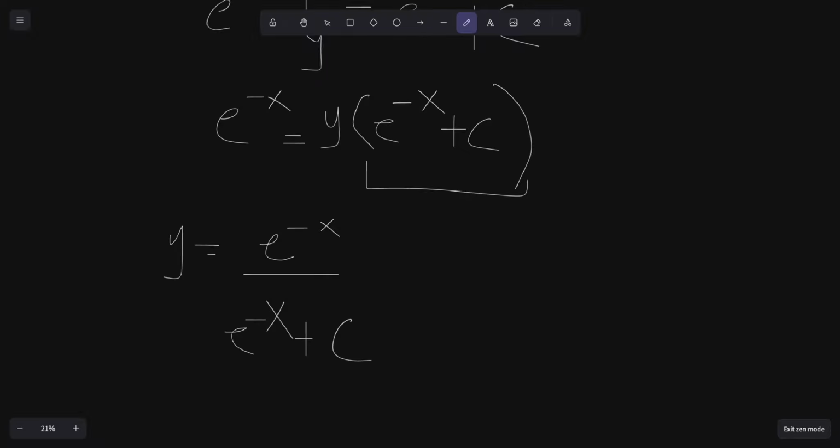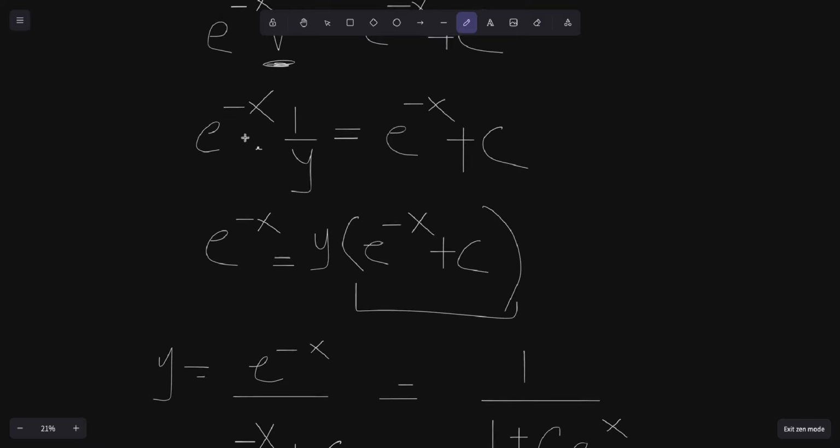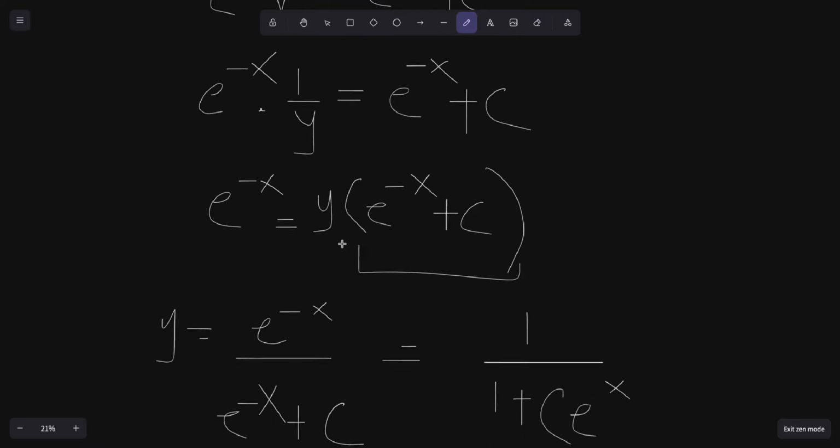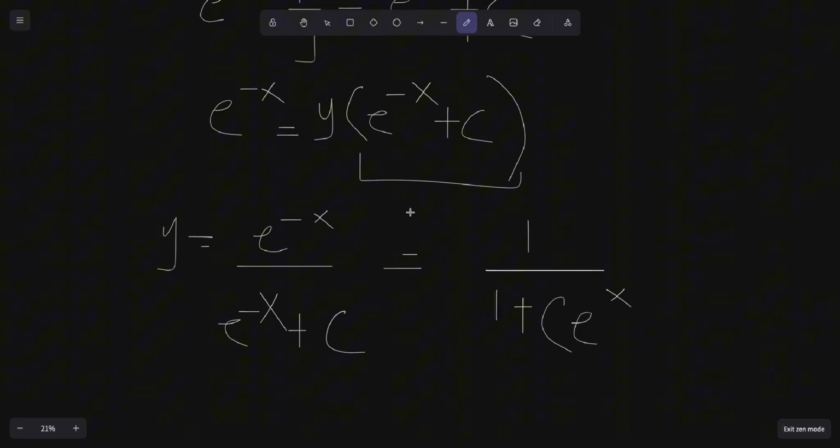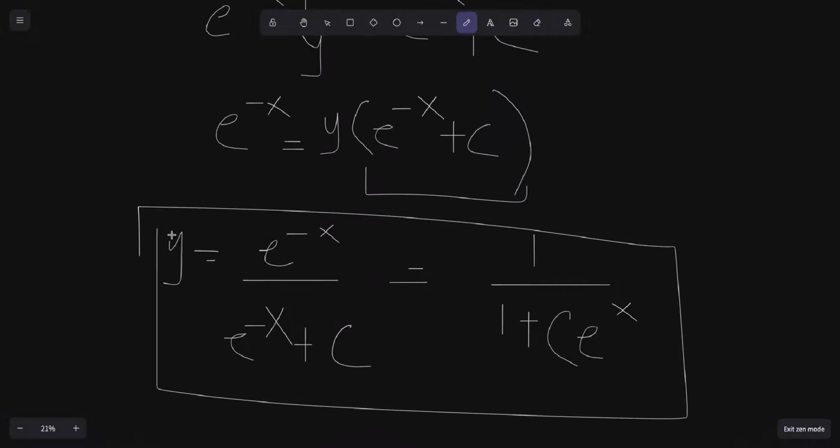Or an equivalent form is equal to 1 over 1 plus c times e to the x. You could have actually divided both sides by e to the x, and you would end up with this version. They're all equivalent, all right? But this right over here is going to be the answer to our Diff EQ. Let's move on to the next slide.